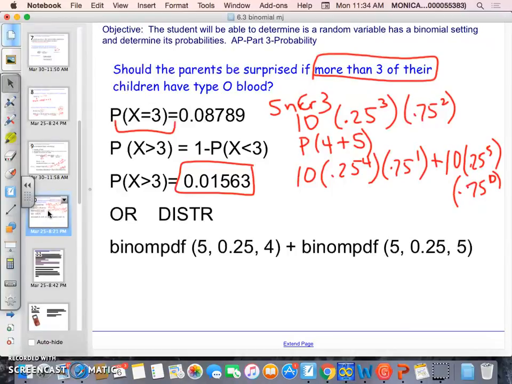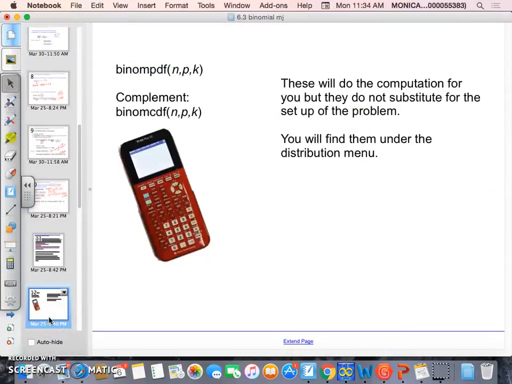Now I'm going to show you, you can also do this on your calculator. There are 2 ways to look at it. You can look at binomial PDF, that means the probability distribution, and this would be the complement of the distribution. These are both found in your distribution menu. Your distribution menu is second, and then this button right here. So you push second and then that button, and you'll see the distribution menu. Then you have to scroll down and scroll down until you get there.